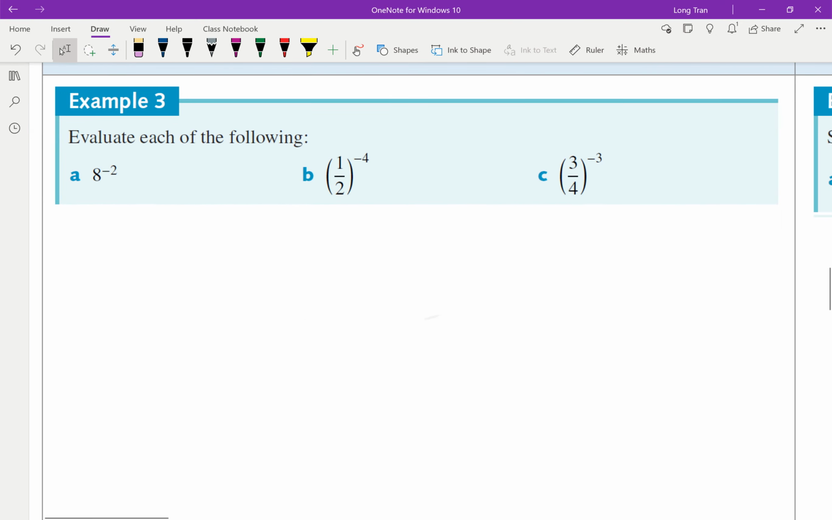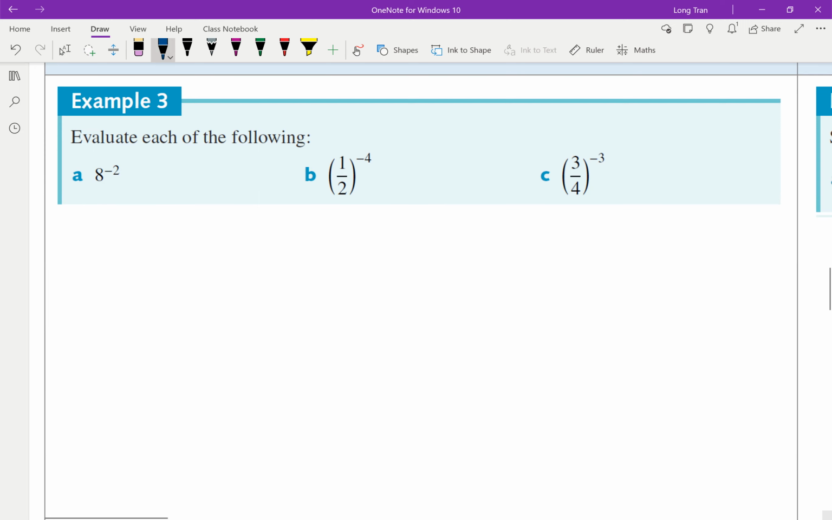So here we go. We're using the index law where you have a negative, and you can do the reverse, or the reciprocal. So a to the power of negative m is equal to 1 over a to the power of m. In this case, I can say part A, where you have 8 to the power of negative 2. This is the same thing as writing 1 over 8 squared. Using index law number 5, I think it was, this now becomes 1 over 64. Okay, so I've evaluated it.